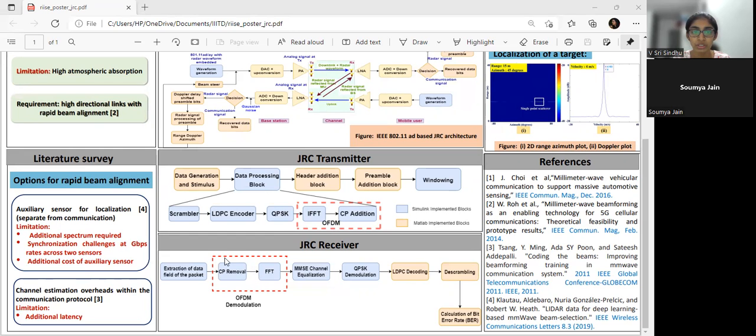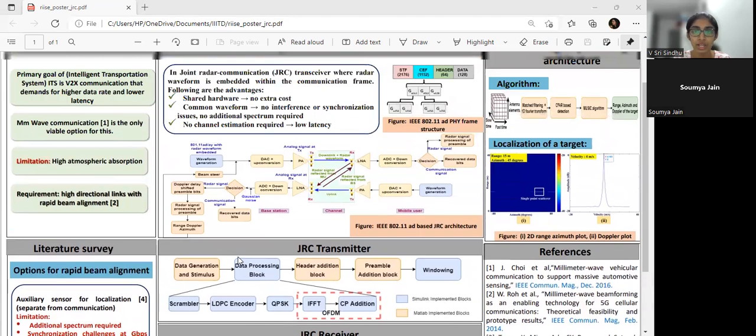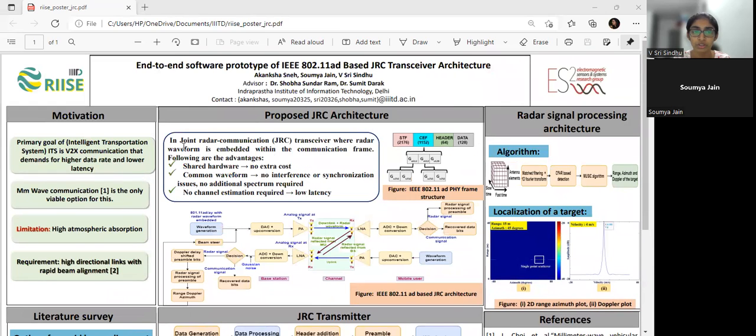So, the solution that has been identified to overcome these challenges is to implement a dual function millimeter wave front end that is capable of both localization and communication. Such a system has the following advantages. First, since a common waveform will be used for both the radar-based localization and communication, there is no requirement for separate spectrum or concerns about interference. Secondly, since the transceiver is essentially dual functional, there are no extra hardware costs or problems of synchronization.